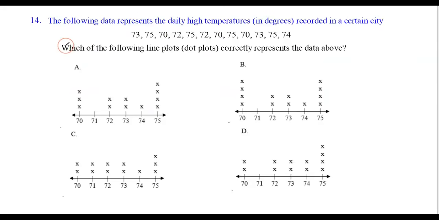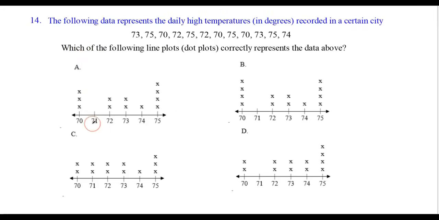Question 14. The following data represents the daily high temperatures in degrees recorded in a certain city. Which of the following line plots, also known as a dot plot, correctly represents the data above? So let's just make sure we know how to read a line plot.